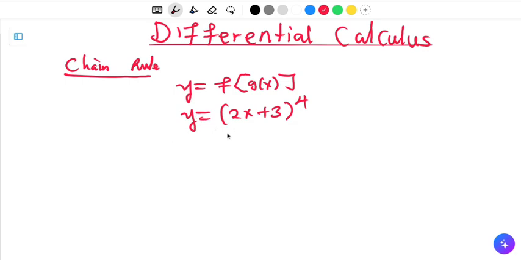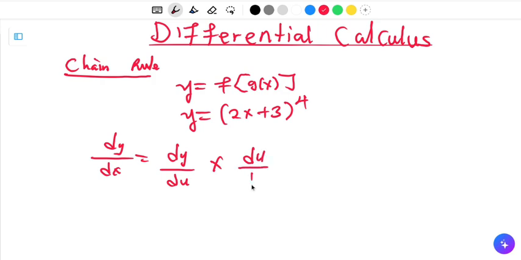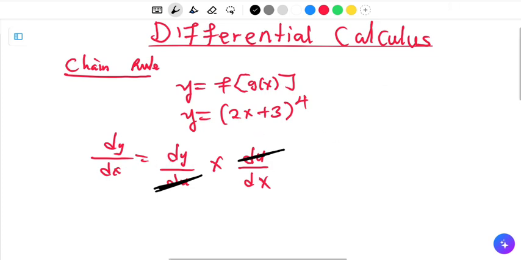So in this case, you need to use this formula. dy/dx has to be equal to dy/du multiplied by du/dx. So in this case, if you see clearly here, these can cancel each other, and then you're going to remain with dy/dx. So dy/dx is equal to dy/dx. So that is where that one is coming from. So now let's see where this dy/du and du/dx is coming from.